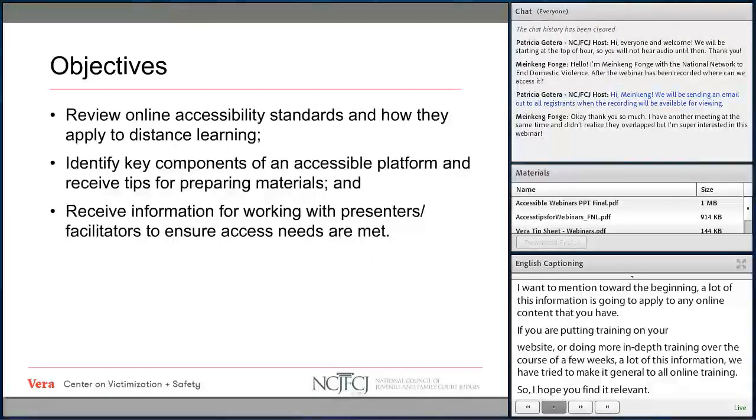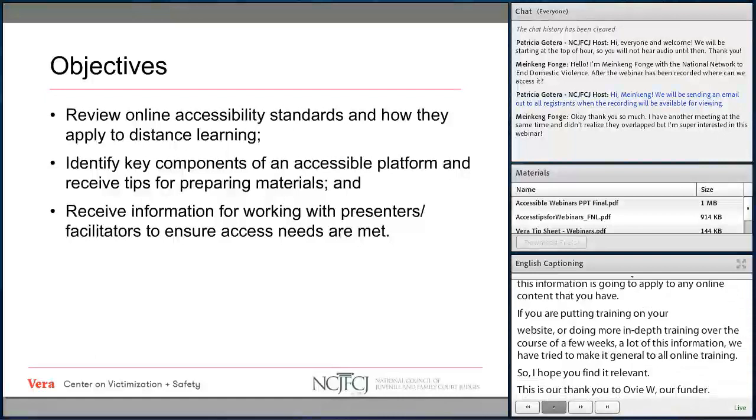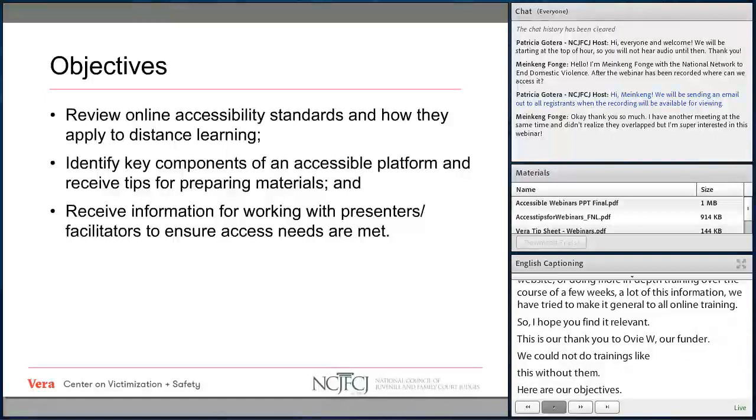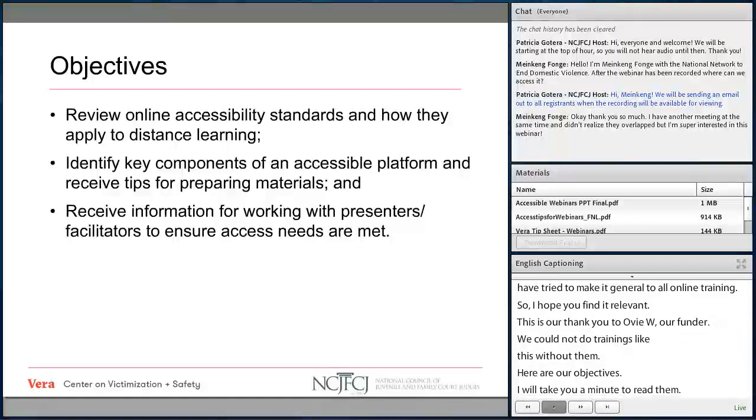Here are our objectives for today. I'm just going to give you a minute to read those over. We'll be going through an overview of accessibility standards and where they come from. We'll be discussing accessible platforms and materials, and then we're also going to go over how you want to train your presenters and faculty in making sure that they are delivering the information in an accessible way.